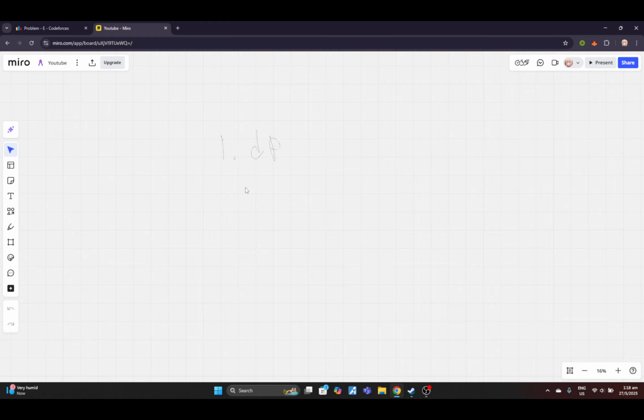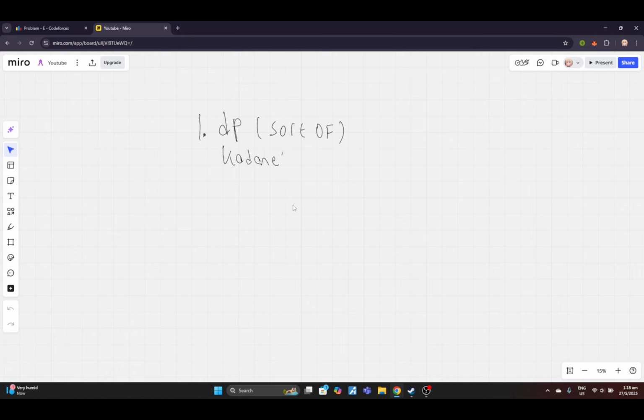Oops, I think it's not thick enough. I think I'm going to just erase this. Okay, so the idea will be DP, or sort of. The reason why I said that it's sort of was because when I tried to approach this problem, I was thinking of Kadane. So that was my source of inspiration.